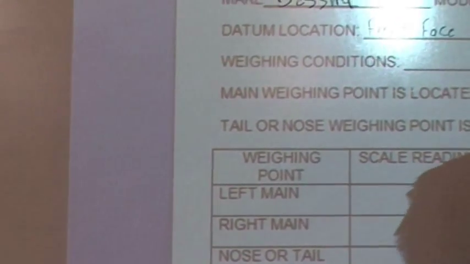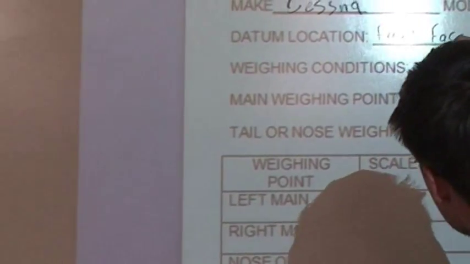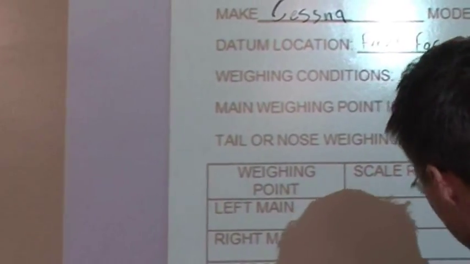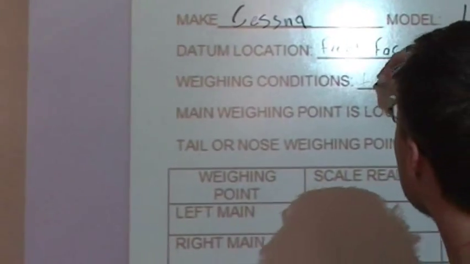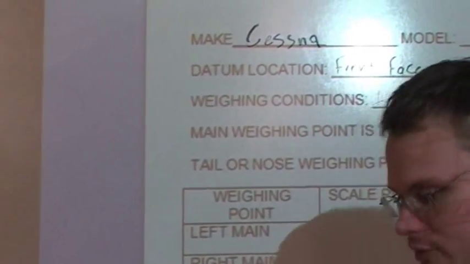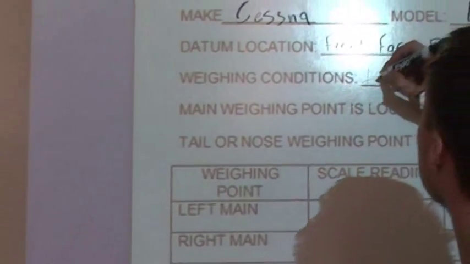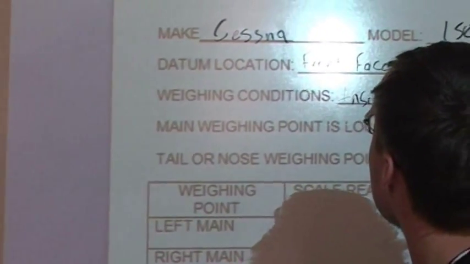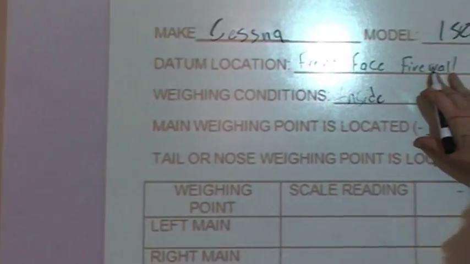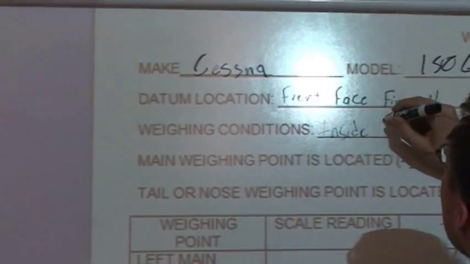The weighing conditions were inside of a hangar. Why didn't you weigh outside? Because we don't want wind to push against the plane and misrepresent the scale readings. And then your hangar too has a level space. Okay, and the hangar floor is nice and level.